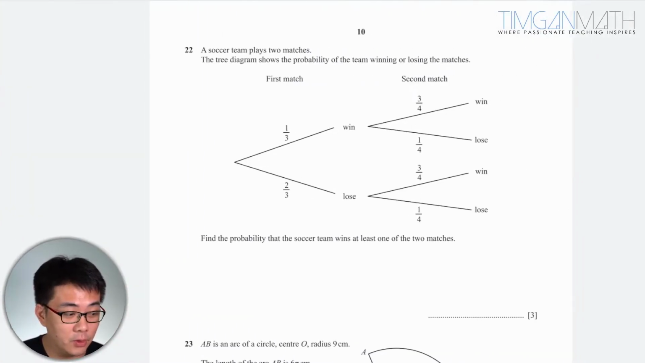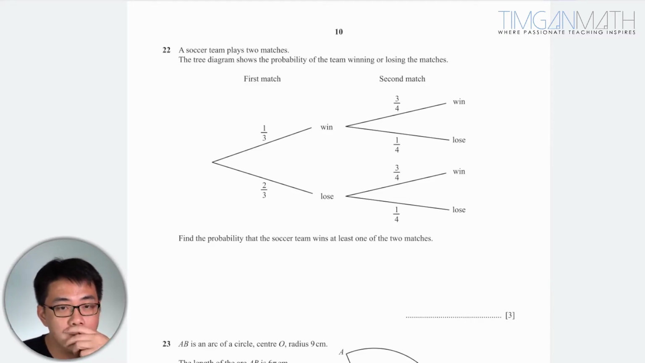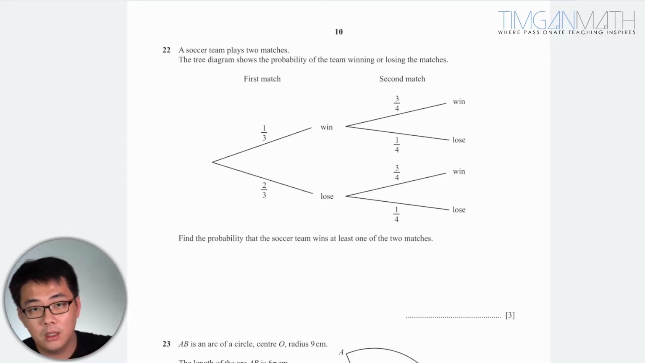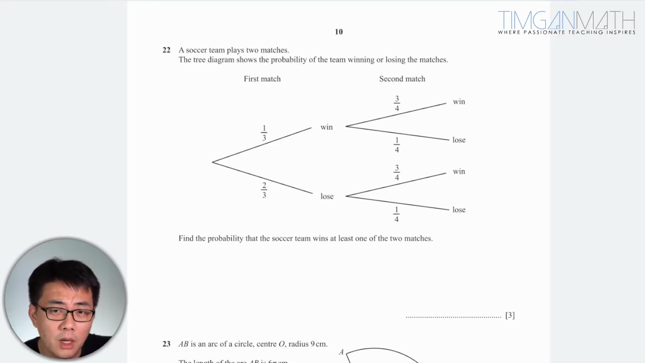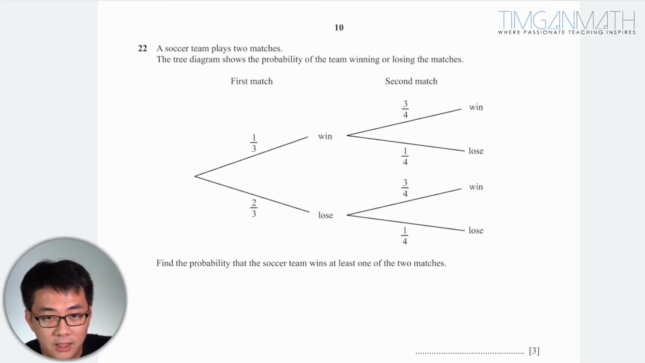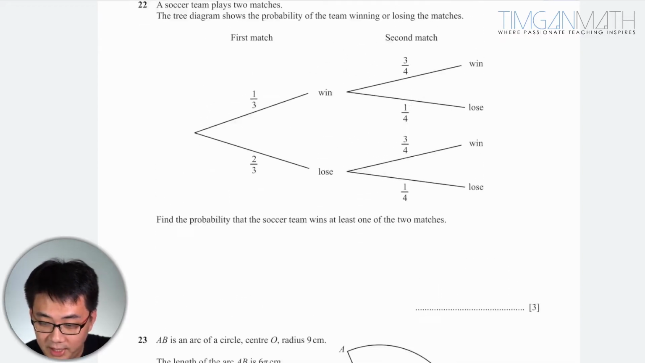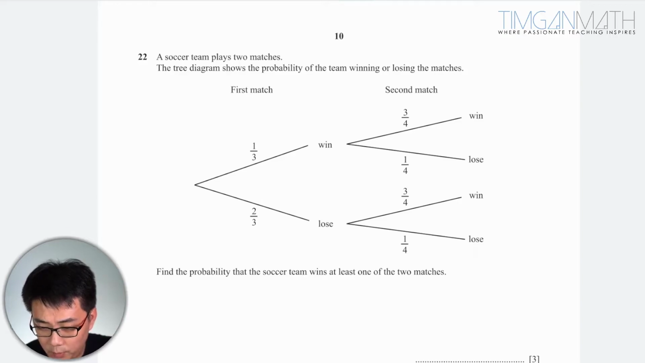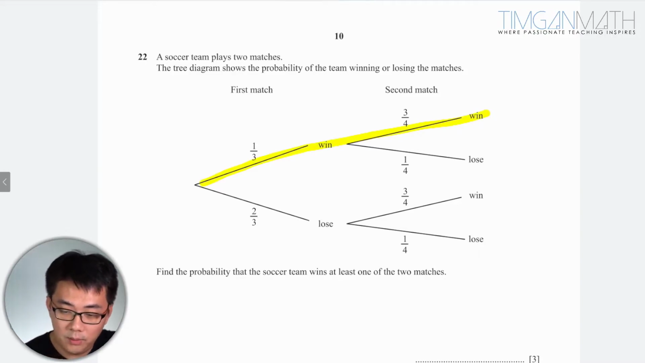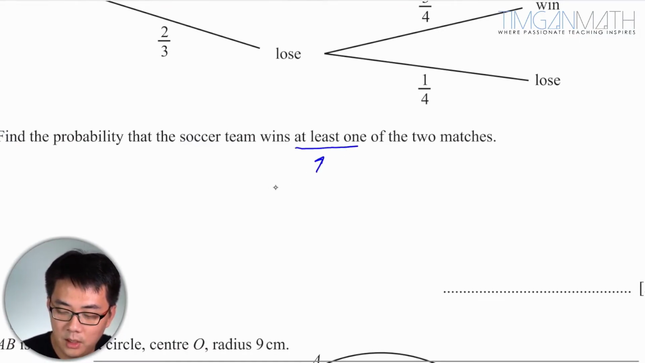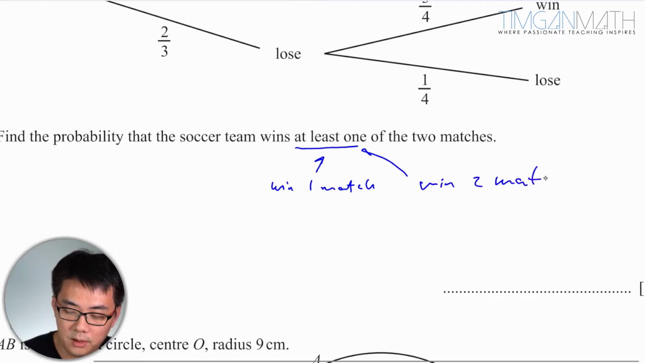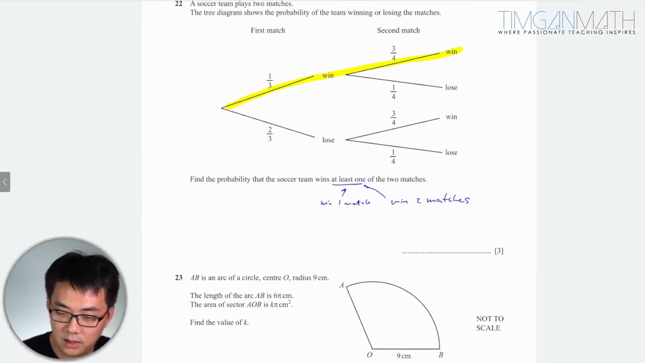All right, let's look at the subsequent question. So let's look at question 22. A soccer team plays 2 matches. The tree diagram shows the probability of a team winning or losing the matches. What is the probability that the soccer team wins at least one of the 2 matches? So we're just going to find out at least one of the 2 matches won, right? So meaning you can win 1 match and also win 2 matches.